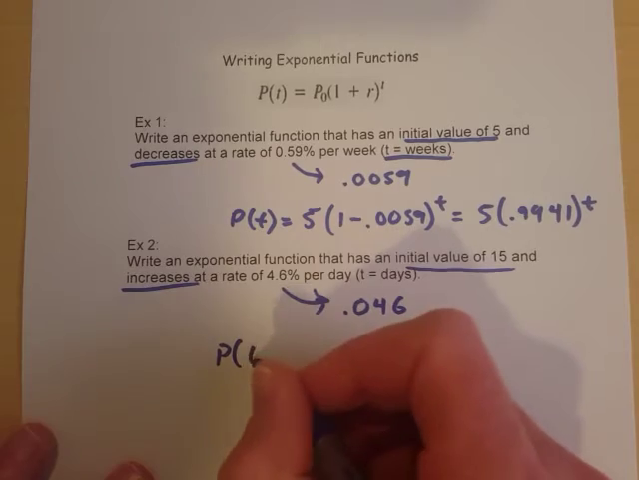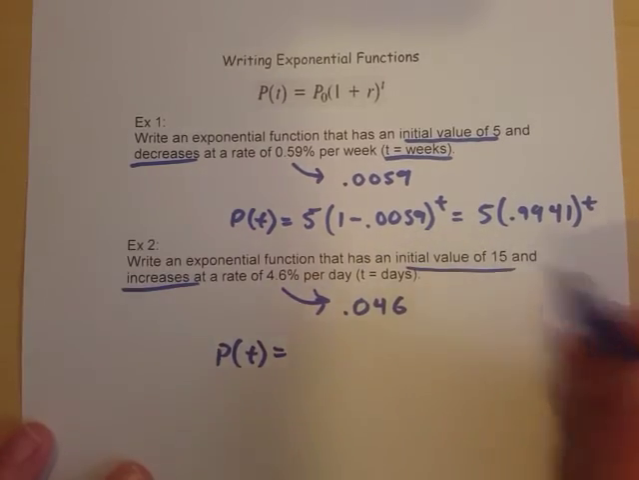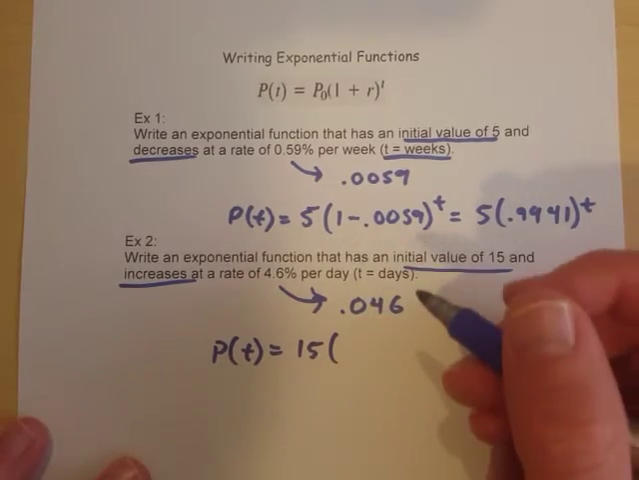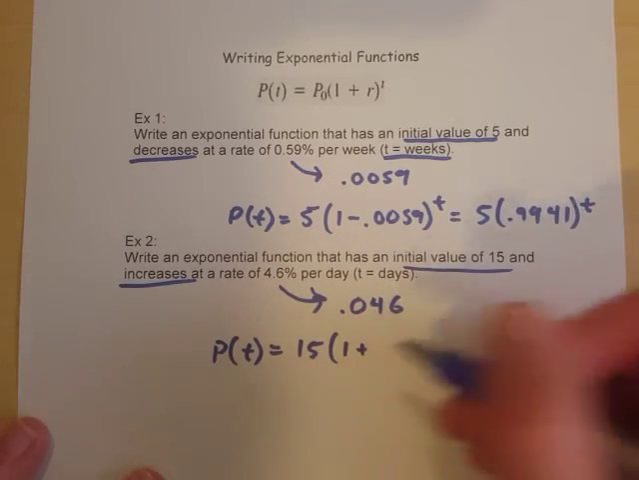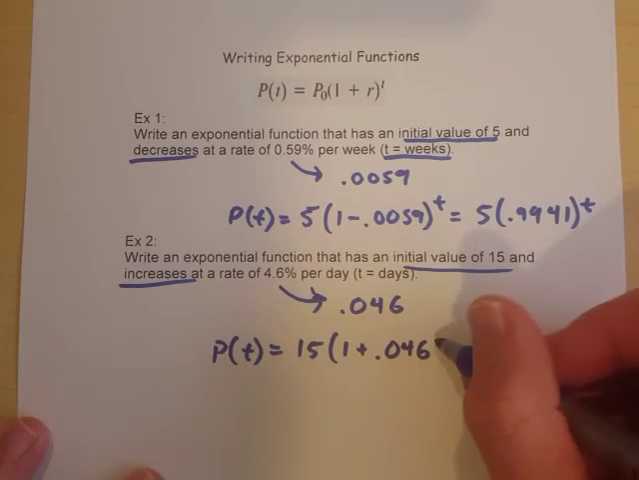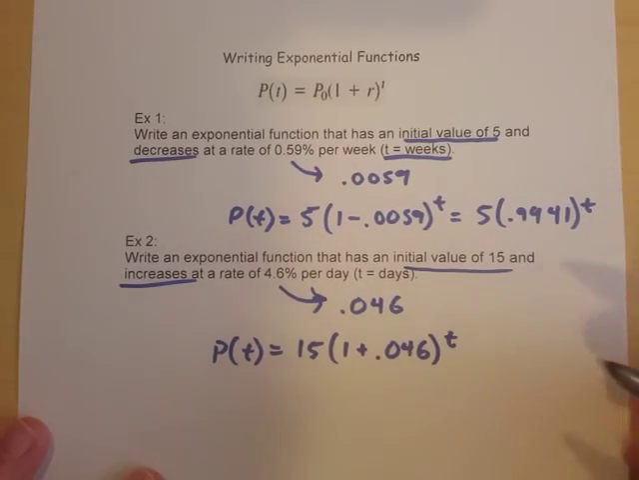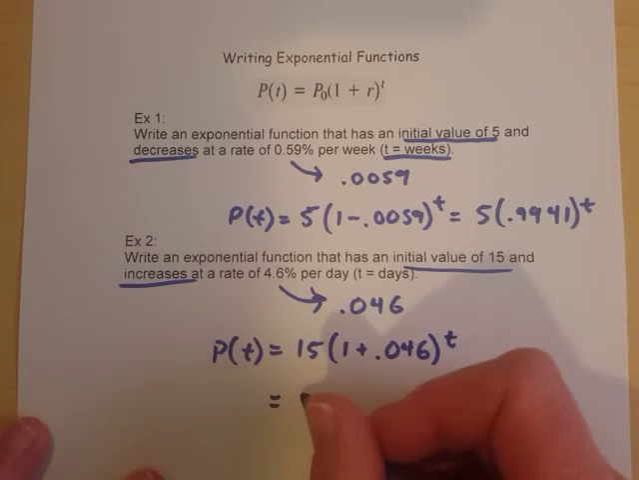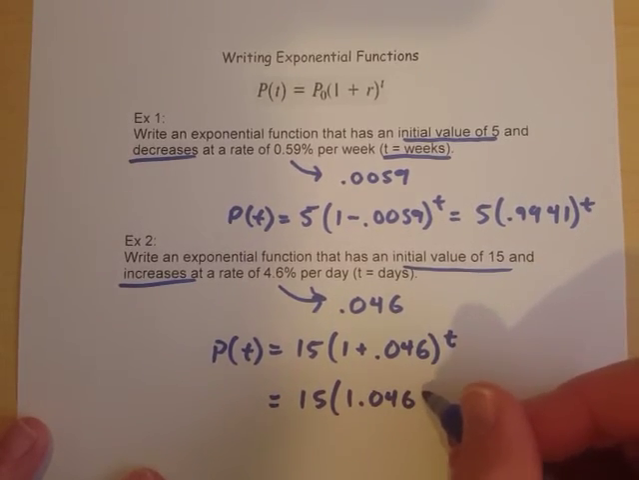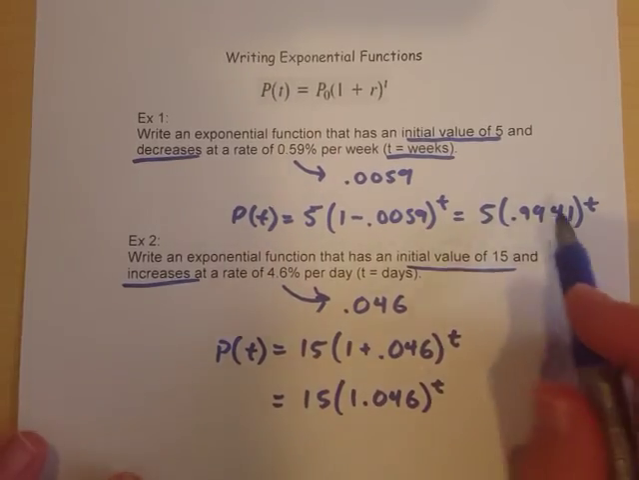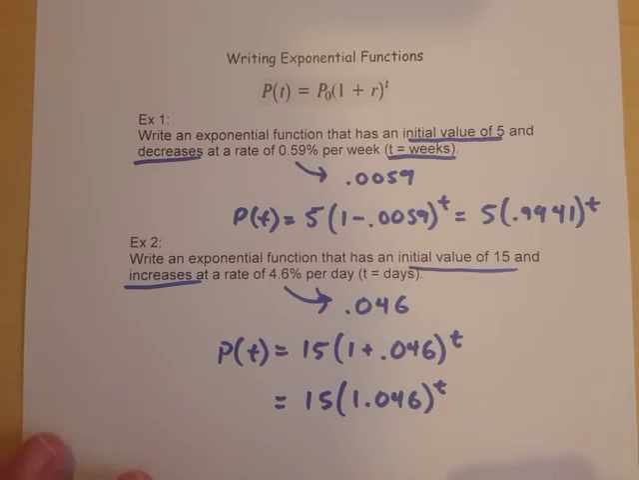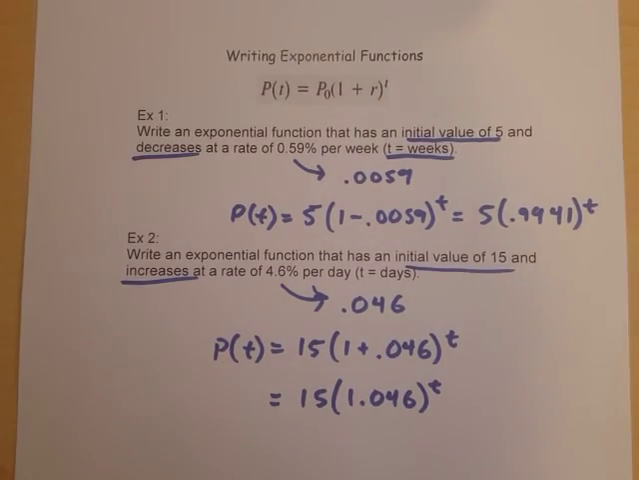So p of t equals the initial value being 15, and then 1 plus 0.046. Because this is increasing, raise it to the t power, and we can simplify that to 1.046 to the t. So we've got one that's for decreasing, so one that's decay, and one that is growth for writing exponential functions.